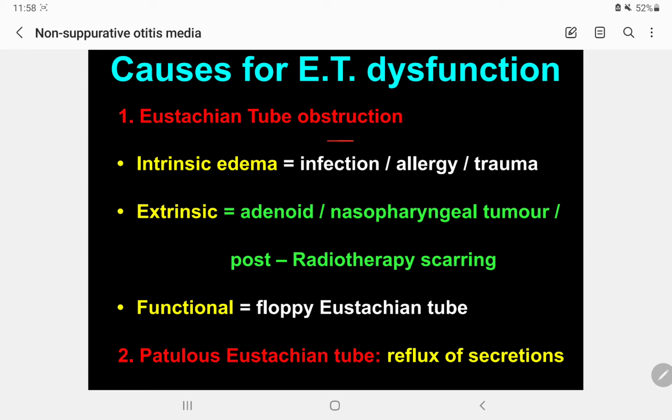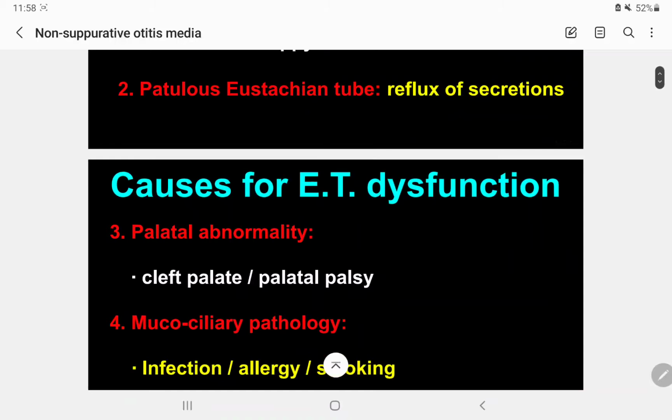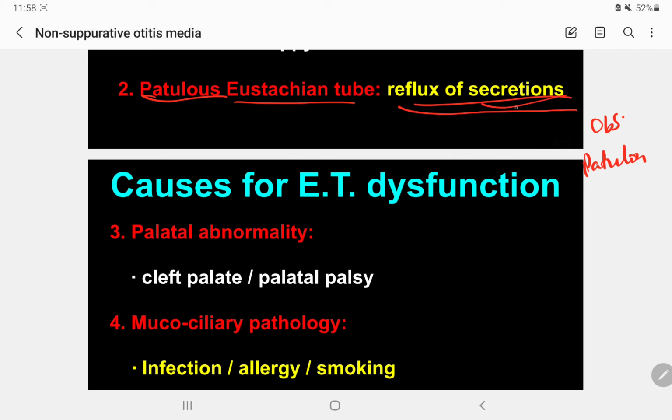And another one is ET obstruction: edema, extrinsic, and then functional, that can be due to the floppy eustachian tube. This condition of floppy eustachian tube can also cause eustachian tube obstruction. And the second one is the patulous eustachian tube. Patulous eustachian tube causes reflux of the secretion, so it can't drain properly, and then what happens? Otitis media with effusion. That is the eustachian tube dysfunction.